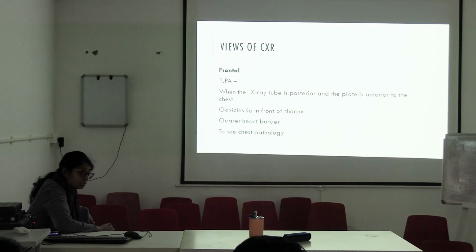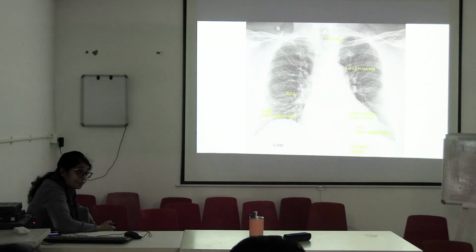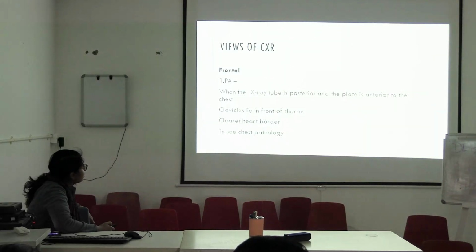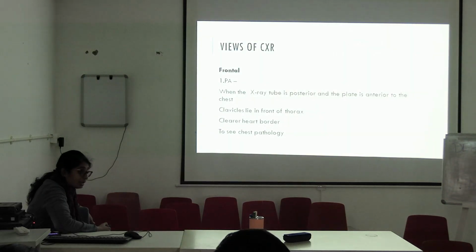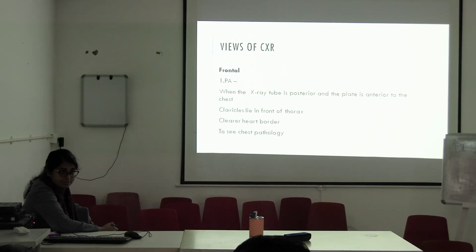Number one, the views of the chest X-ray. What do you mean by view? View can be frontal. This one is a frontal view. Okay. So frontal view can be of two types, PA view, posterior-anterior. Okay. When is it called PA view? When the X-ray tube is posterior and the plate is anterior to the chest.